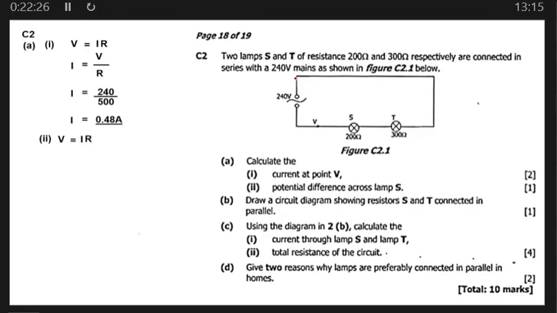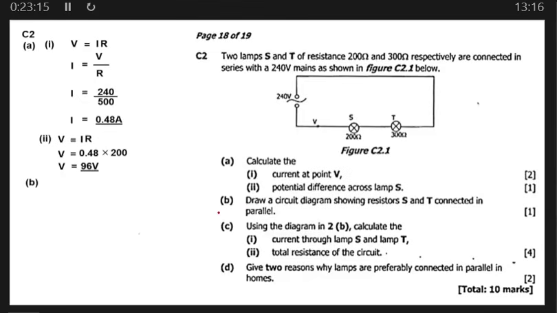Current in a series circuit is the same through all components that are connected in series. So these components here are connected in series. So the current that is at point V is the same current that passes S, passes T, and goes back like that, rotating in a circular manner. So we'll get the same current, which is 0.48, calculated already. Then we'll use this resistor here. So we'll say voltage is equal to 0.48 times 200, which will give us 96 volts.